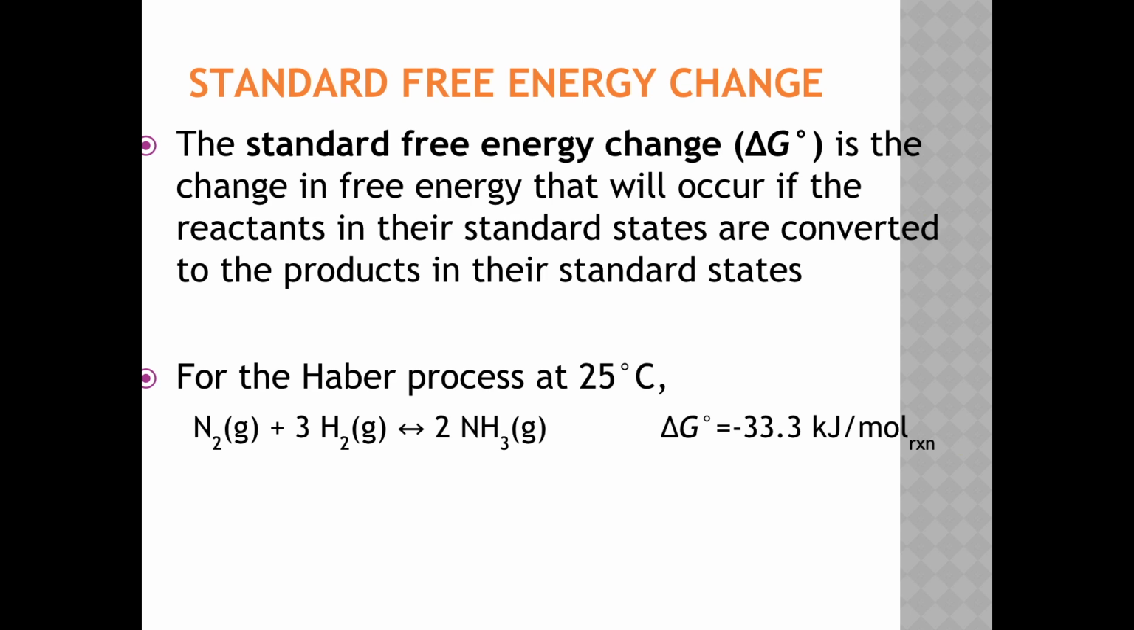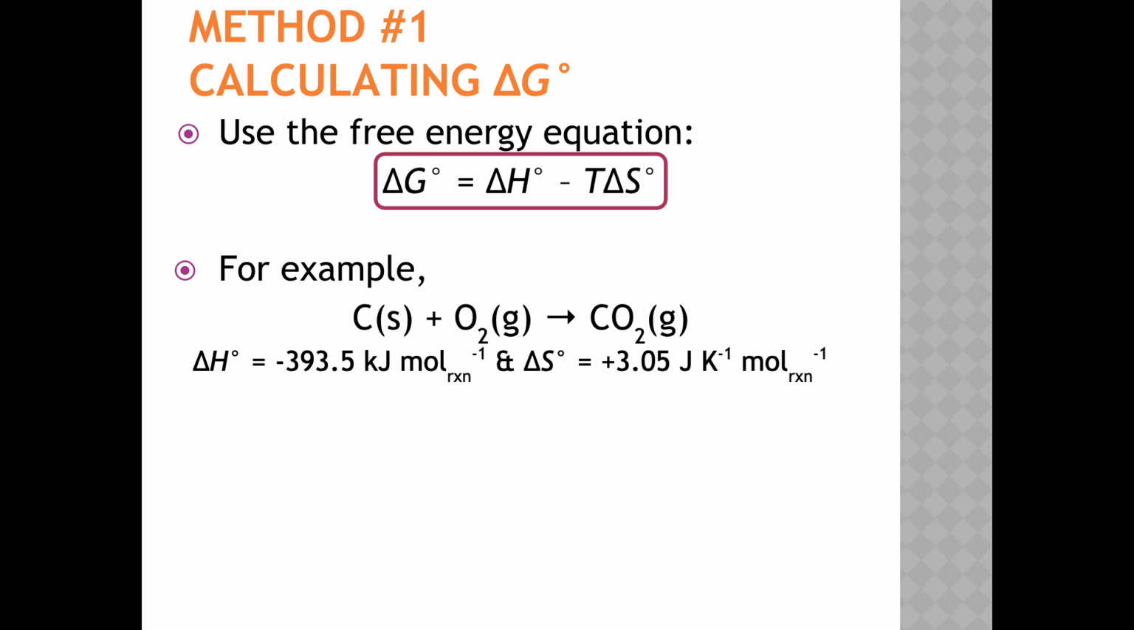Free energy changes cannot be measured directly, but there are at least 3 different methods we can use to calculate it from the other measured quantities. The first method was the one introduced in the last video and uses the free energy equation that we derived from the definition of Gibbs free energy at constant temperature.